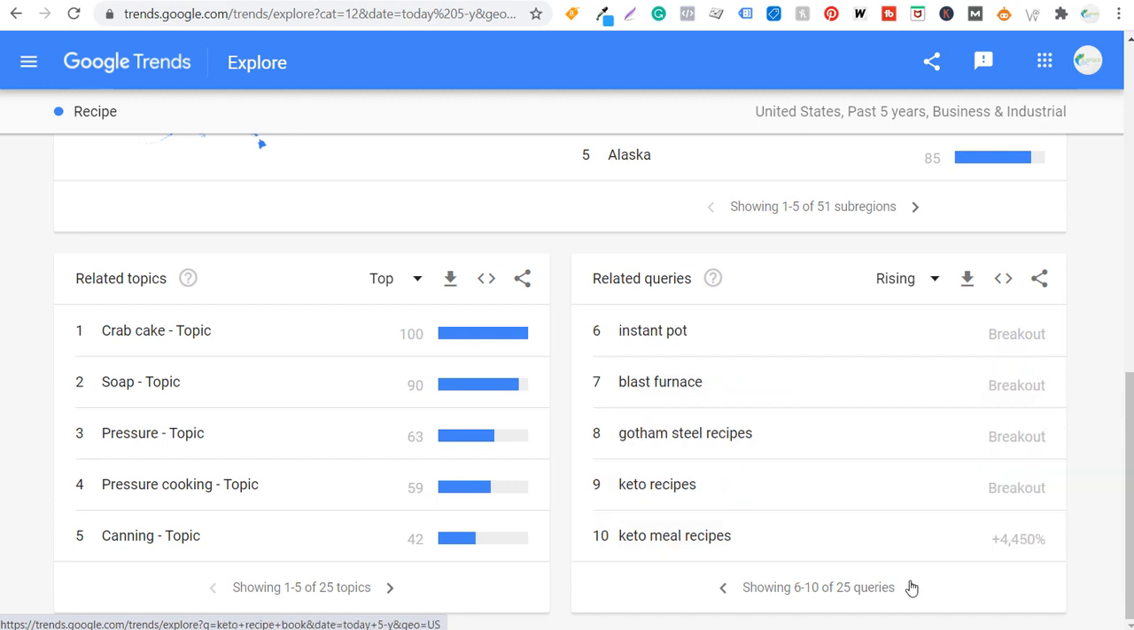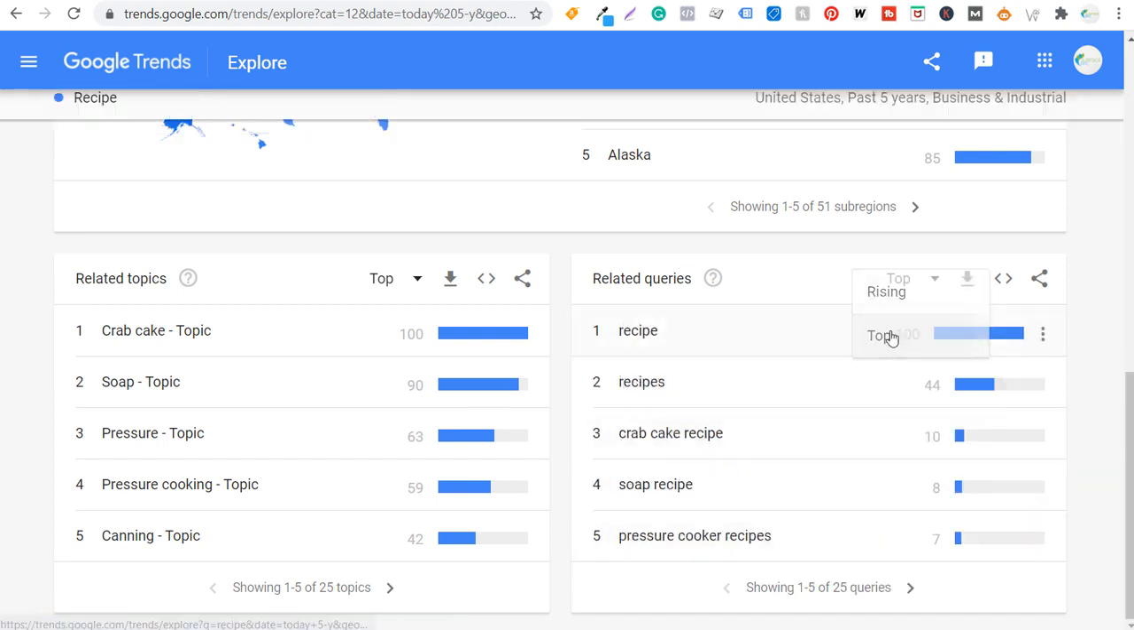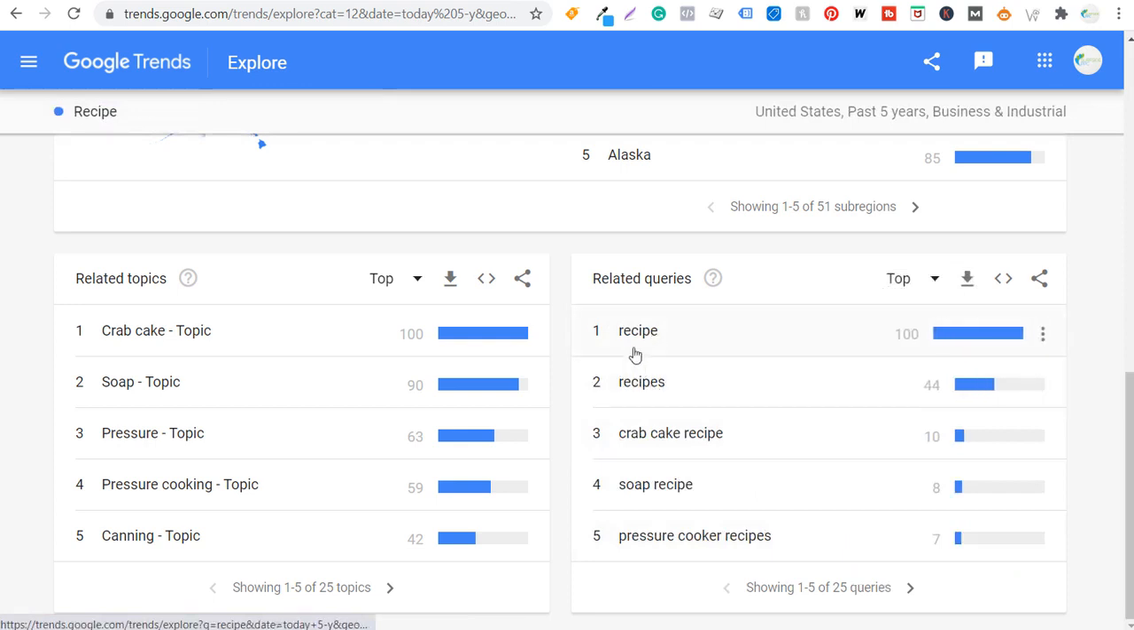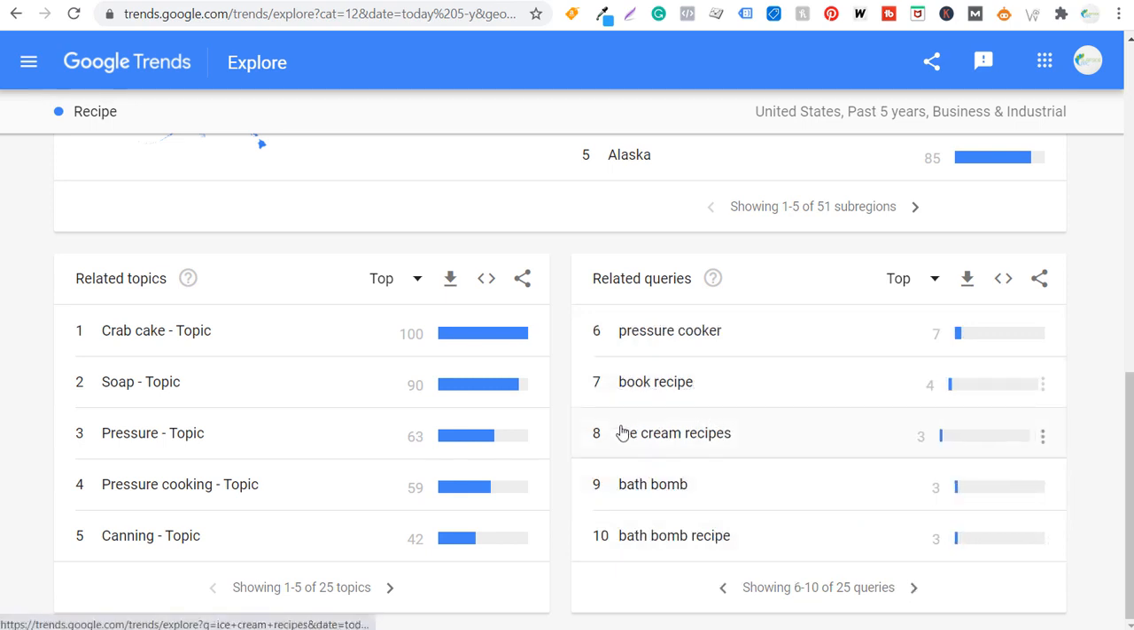But if we keep coming over, you can see some of these different related queries to recipes. If we go to top, you can see what some of the top things are. So just a basic keyword. I'm really surprised crab cake and soap is so high, but what do I know, honestly? And then some different ideas here, book recipe, bath bomb recipe, things I wouldn't really expect too much to be here.